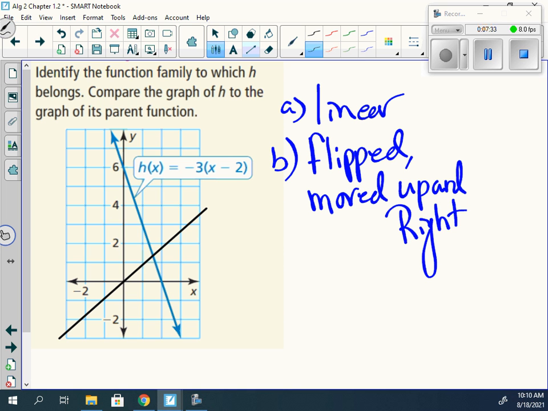Because remember, the parent function f of x is equal to x. Here we now have this -2 and -3 out front. They are affecting how the graph looks. They are affecting how this function works.